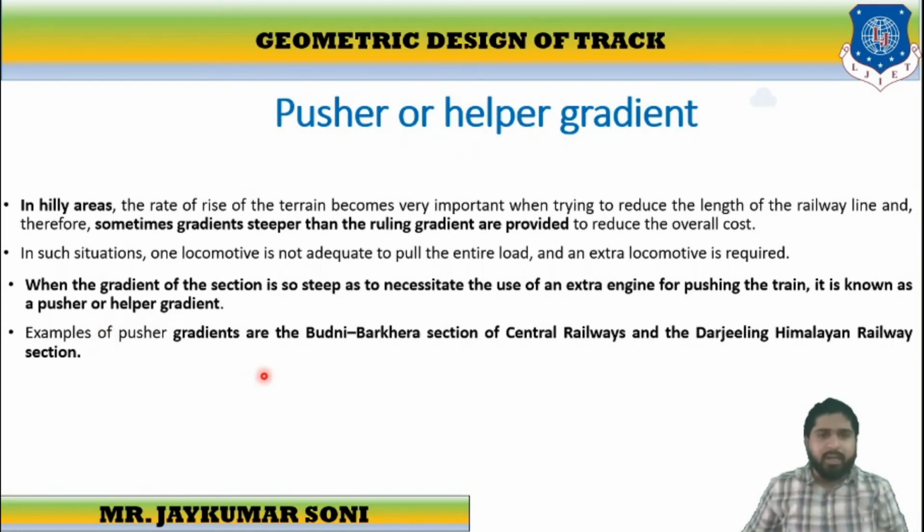Examples of pusher gradient include certain trains. We are living in the region of Western Railways, but in Central Railway there is a section of Budni Barkhera, sorry. And in the Darjeeling Himalaya section, pusher gradient is there.